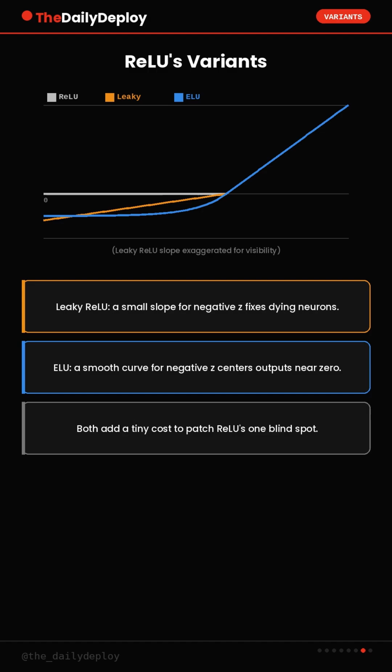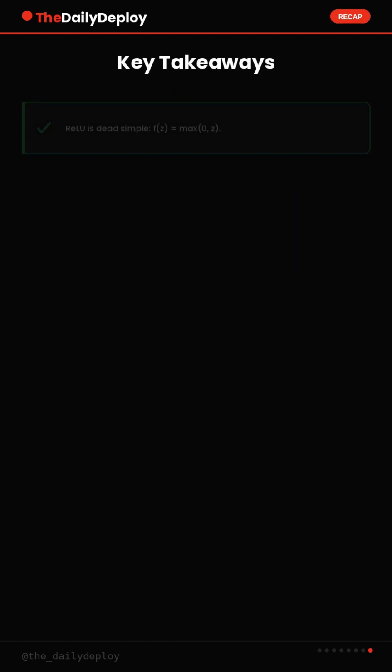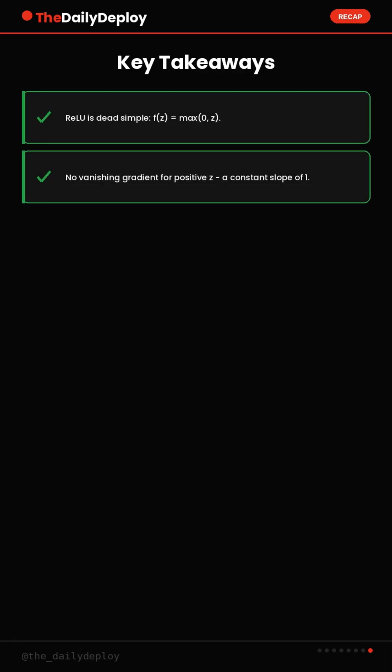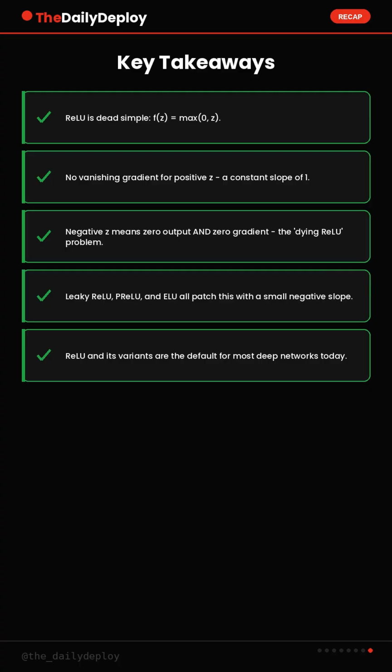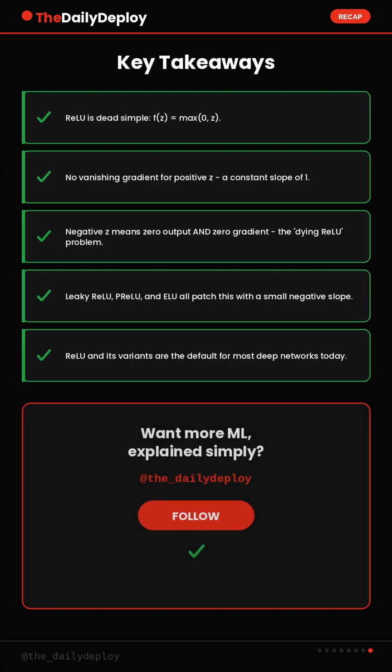Let's recap. ReLU is simple, fast, and one of the most widely used activation functions in deep learning. It avoids the vanishing gradient problem for positive values, making deep networks much easier to train. Its main weakness is the Dying ReLU problem, which variants like Leaky ReLU and ELU are designed to solve.